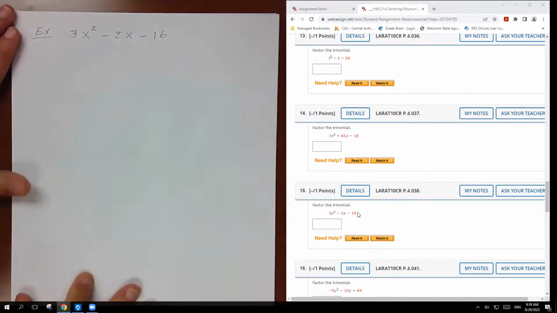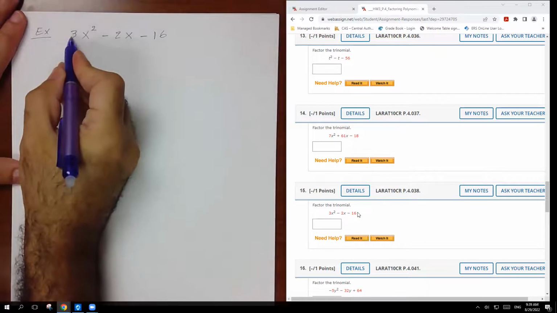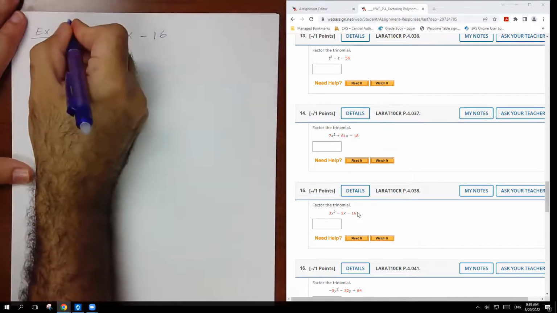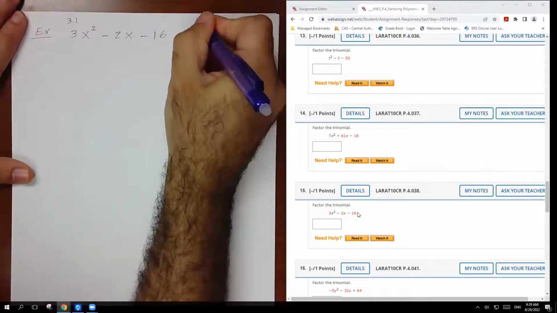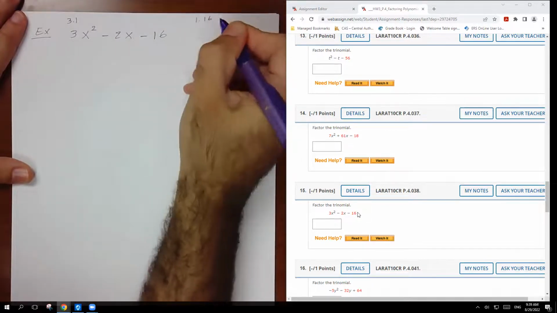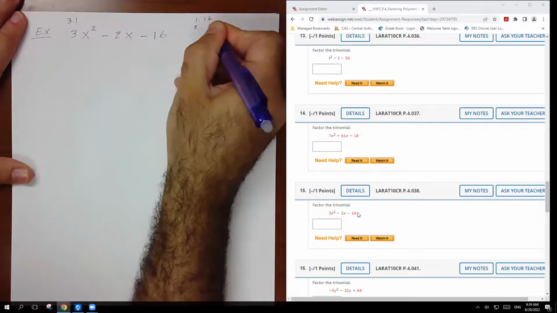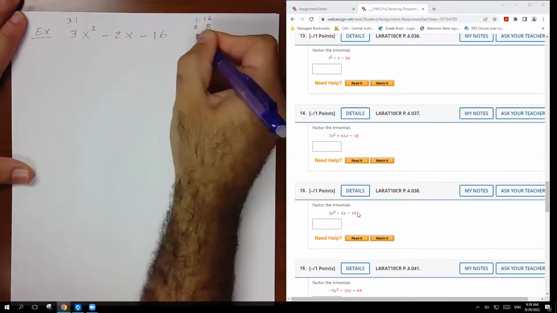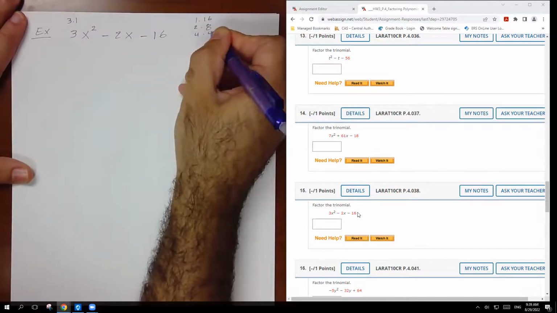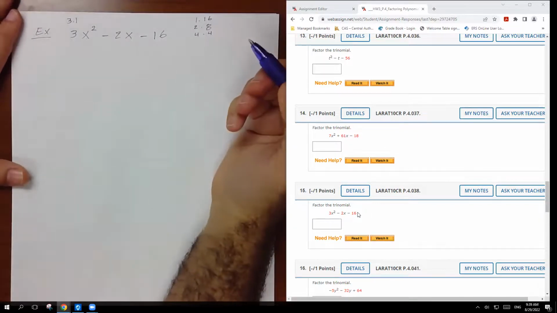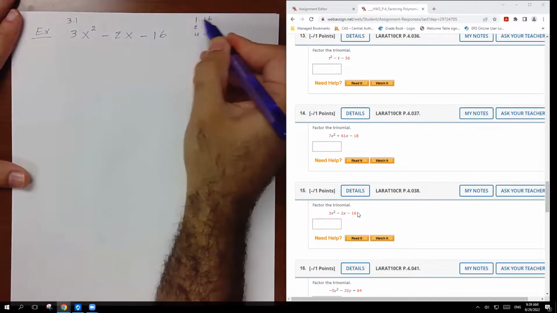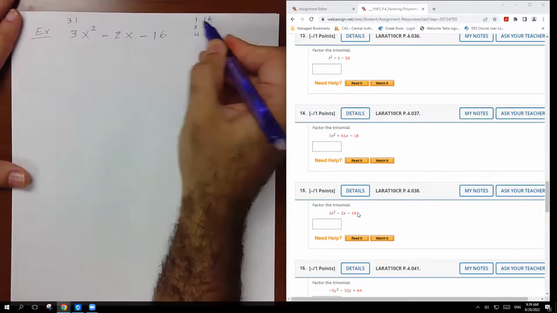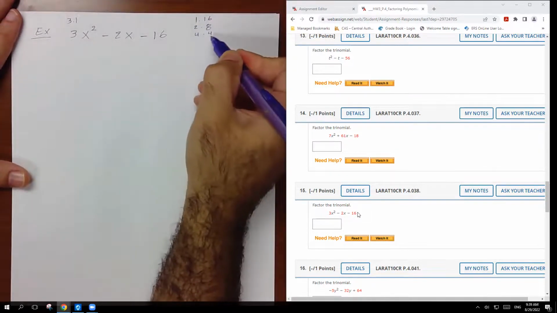So let's check that. The first thing, the factor of 3 is just 3 times 1. For 16, it's 1 times 16, 2 times 8, and 4 times 4. Always, when you like this option, keep it the last one. Do not start from this option. Start from this one and keep going to the next one.